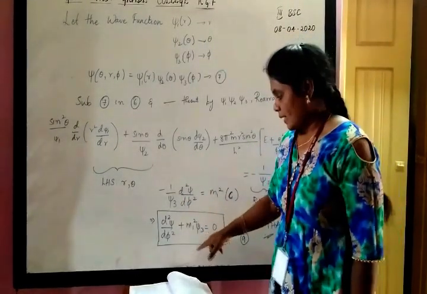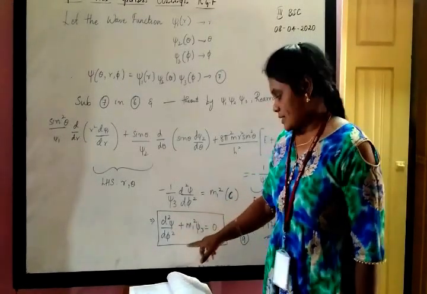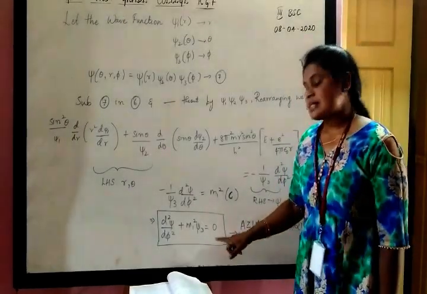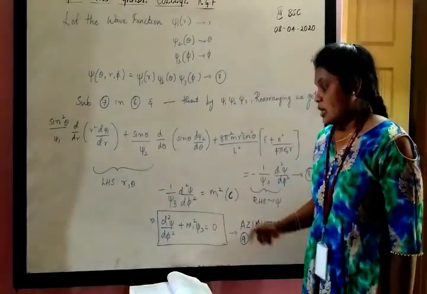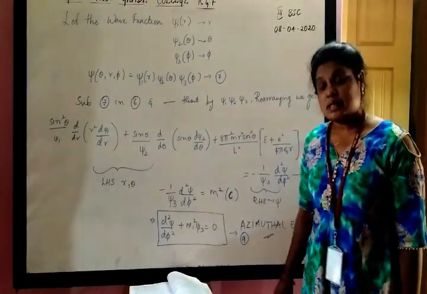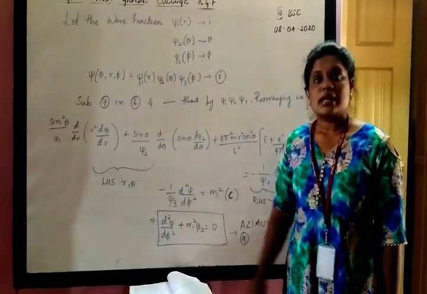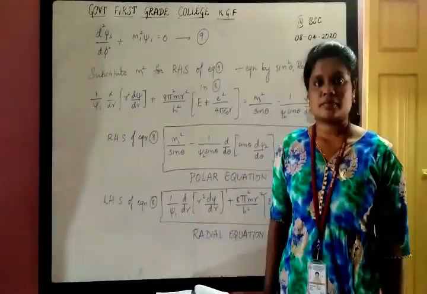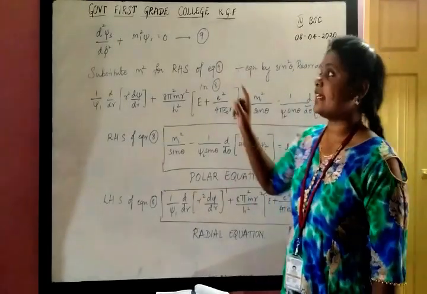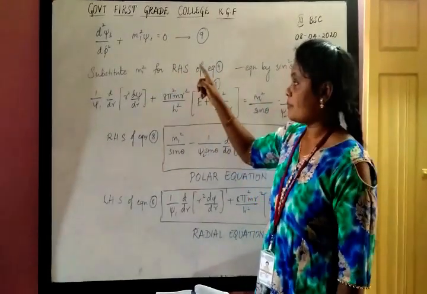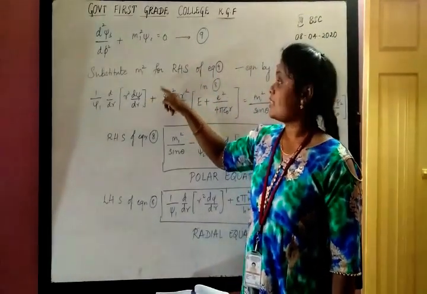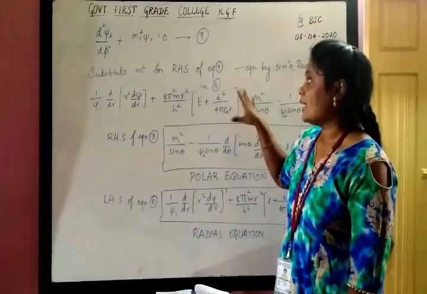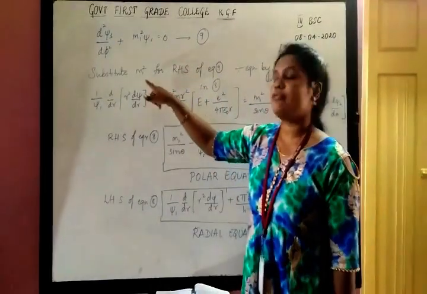Solving this, we get d square psi 3 by d phi square plus m1 square psi 3 is equal to 0. Let us consider this equation as 9. This equation is known as the azimuthal equation. Now let us consider equation 9, the azimuthal equation, and substitute the m1 square value in equation 8.